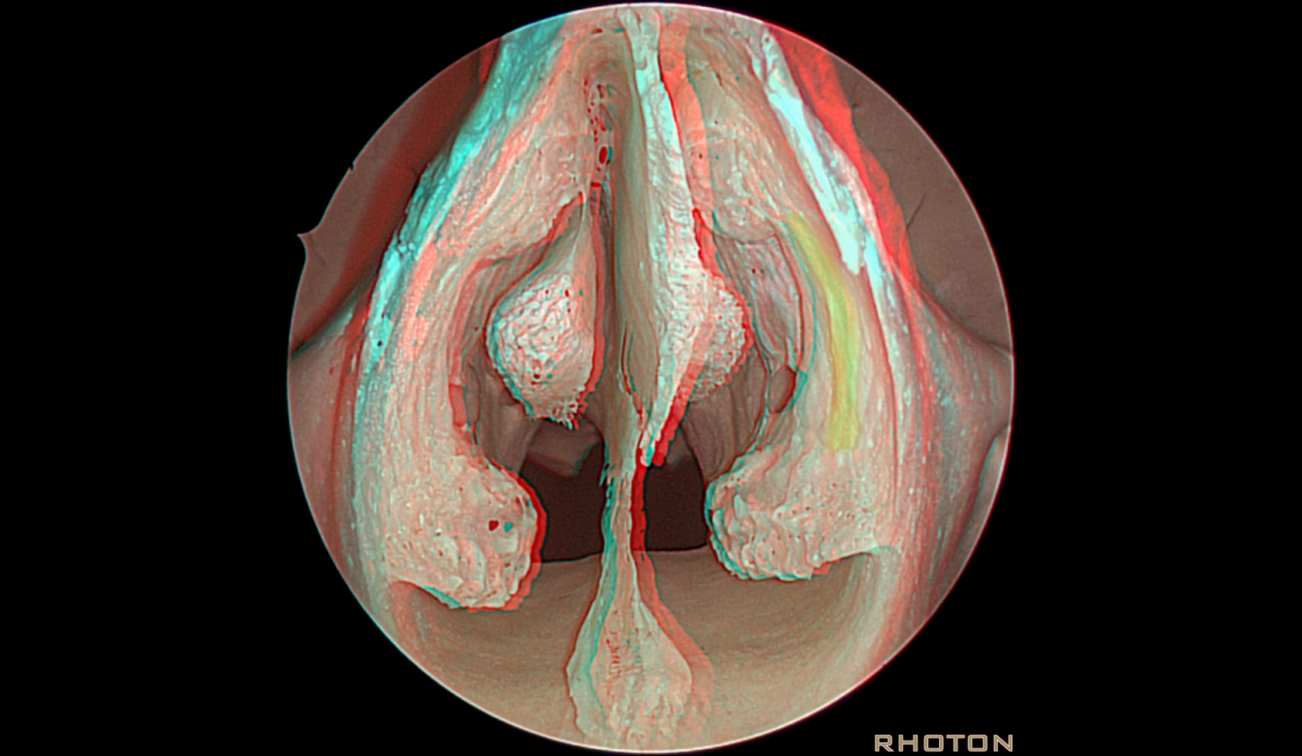It opens below the inferior turbinate. So that's what? Nasolacrimal duct.